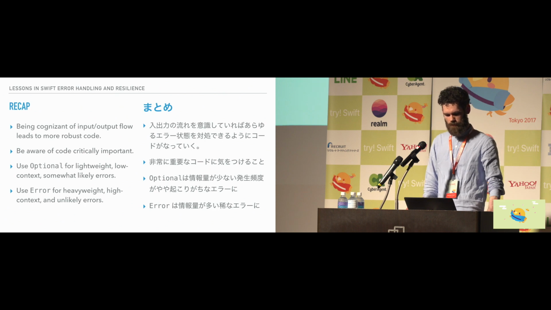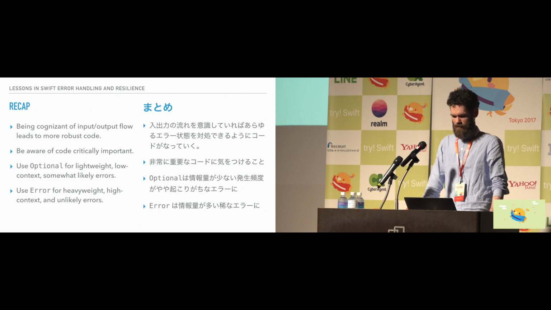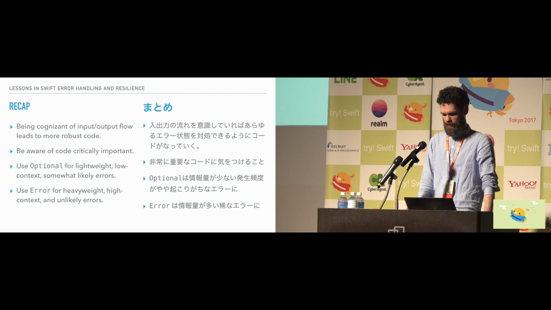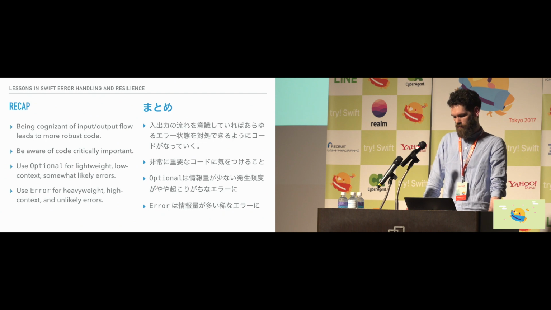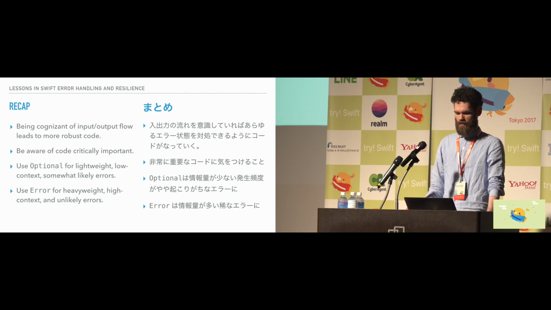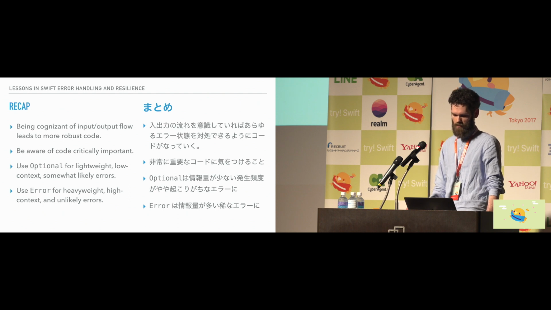So wrapping things up, I'd like to say be cognizant of input-output flow. Knowing it and its source helps you judge what's important enough to need more explicit modeling in code. This will lead to code more robust to erroneous input and input values that may be easily overlooked. Be aware of code that is critically important, code that we can't afford to be nonchalant about. This will guide how robust we write such code.